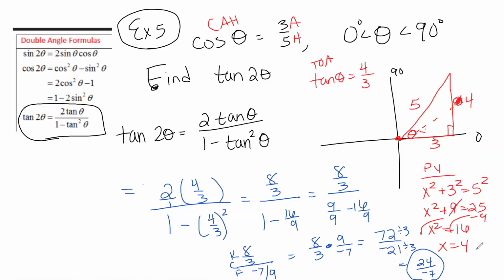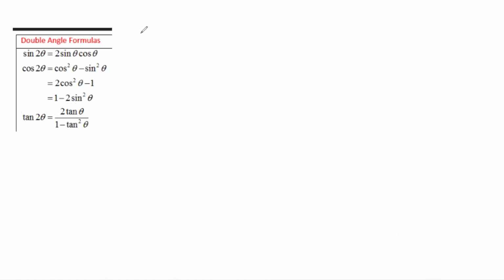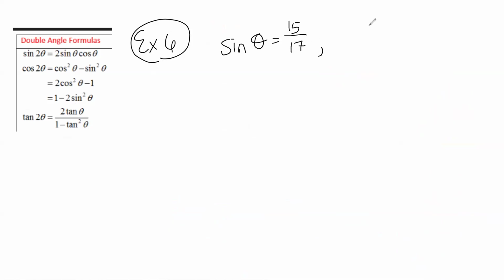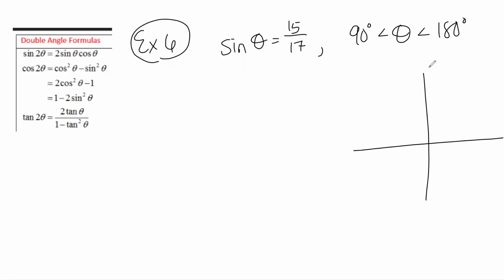So this is going to be example 6, number 9, if you're the student that sent me this paper. Oops, example 6, sorry. It says the sine of theta is 15/17, and theta is in between 90 degrees and 180. So think about where we are here. Here's 90, 180. We're in quadrant 2. And they do want us to please find cosine of 2 theta.